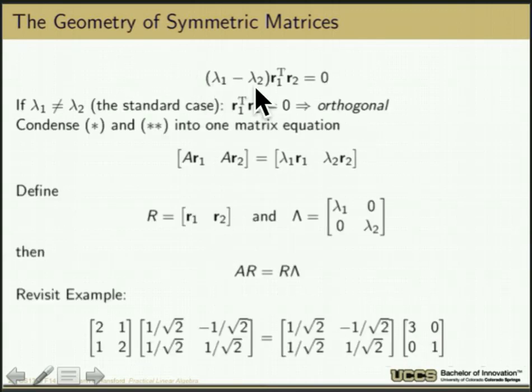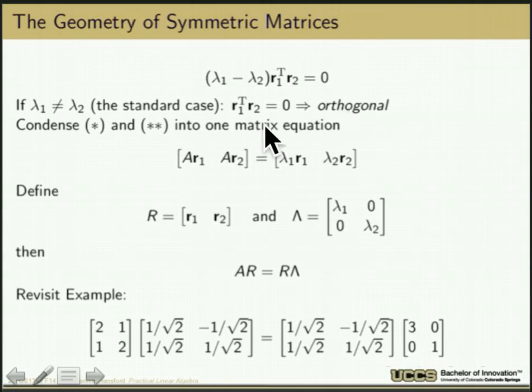So if I go back in, and think about the case where lambda 1 is not equal to lambda 2, which is the more general case, then we'll get that R1 transpose times R2 is equal to 0. And what does that mean? Well, if that dot product is 0, that means the two eigenvectors are orthogonal.